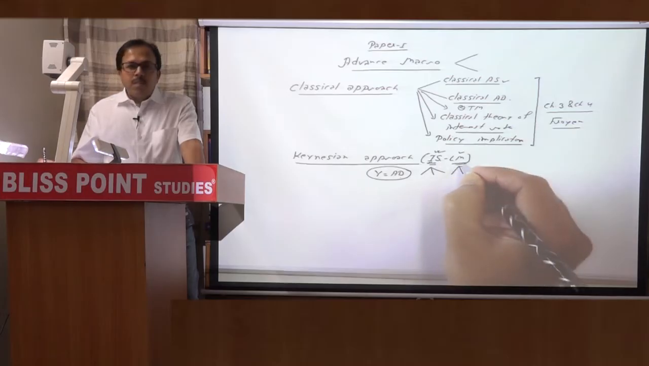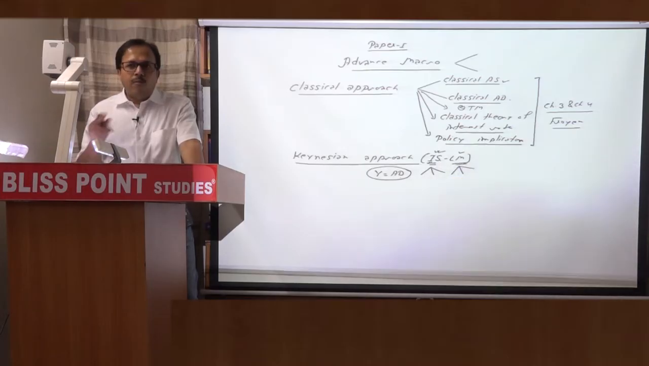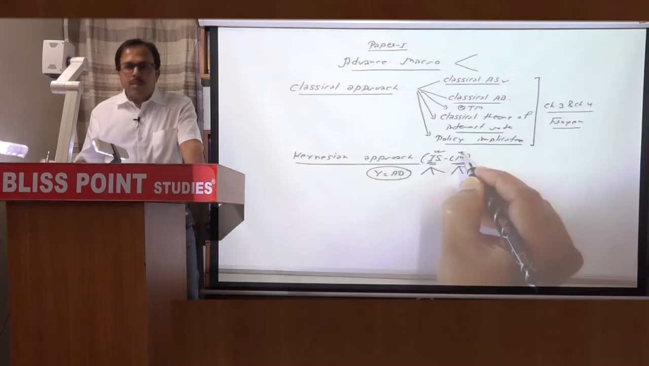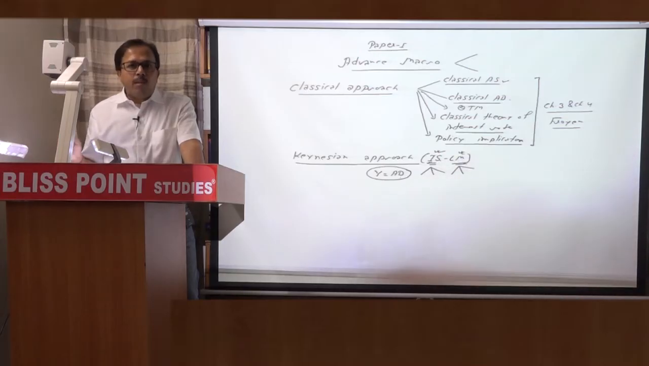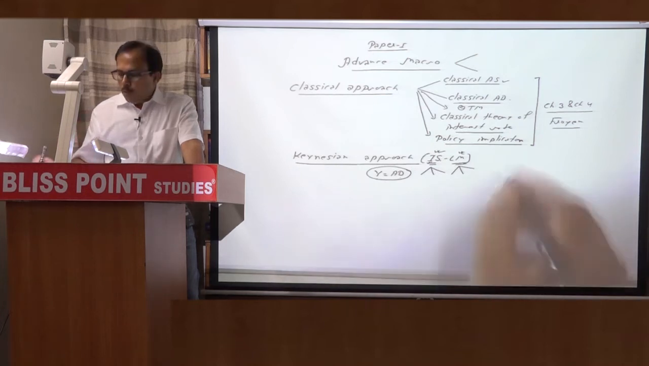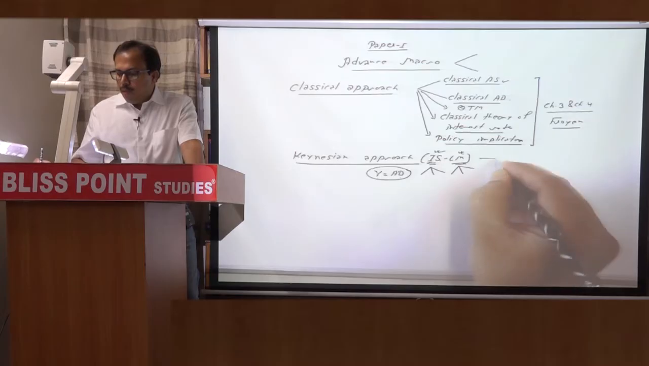On the LM curve, it is money market equilibrium. L for liquidity preference, that is demand for money. M for money supply. So when money demand is equal to money supply, we have money market equilibrium. So money market equilibrium will be represented by the LM curve. And when both markets are in equilibrium, then we can say that the economy is in equilibrium.